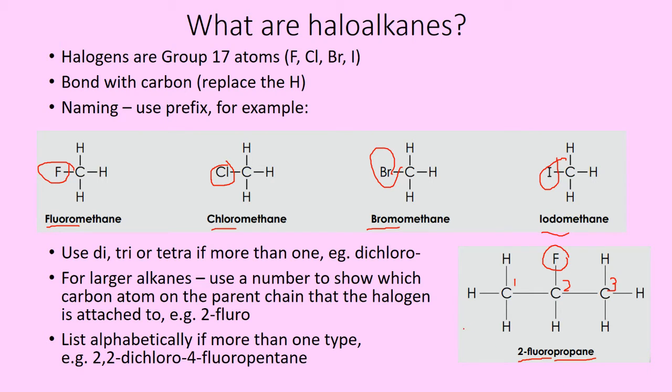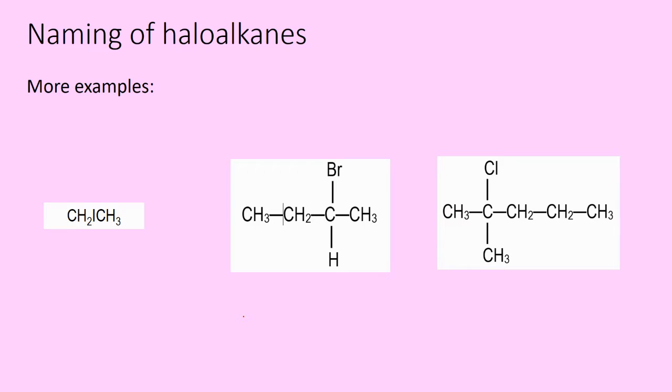If there's more than one type of halogen side chain, then you need to name them alphabetically. For example, 2,2-dichloro-4-fluoropentane. Why don't you have a go at drawing that structure? 2,2-dichloro-4-fluoropentane. Pentane, remember, is a chain of 5 carbons.